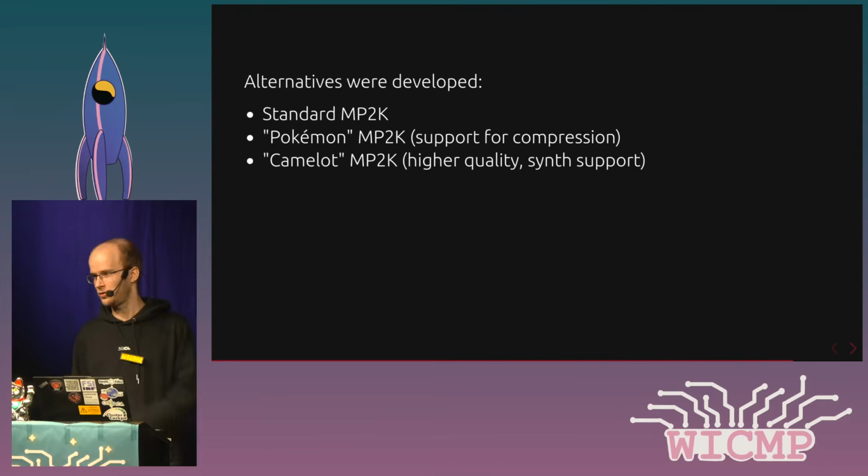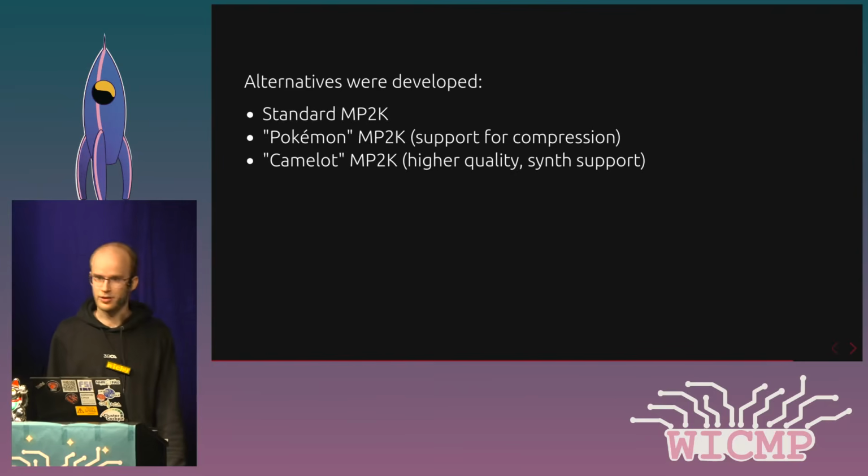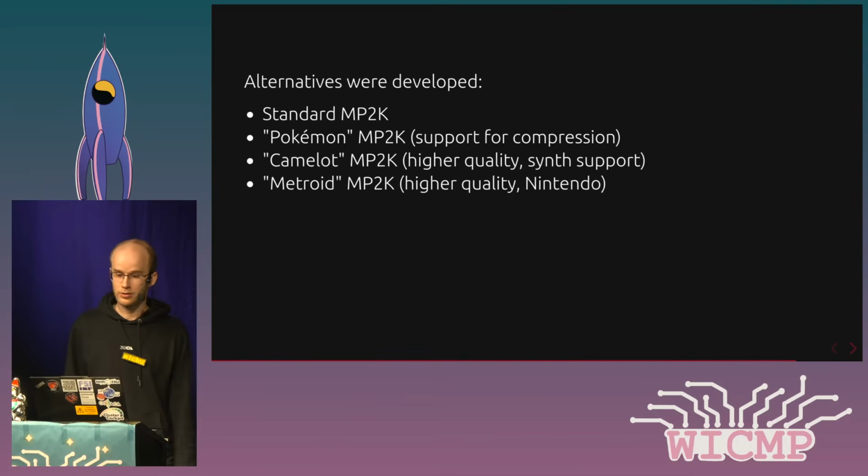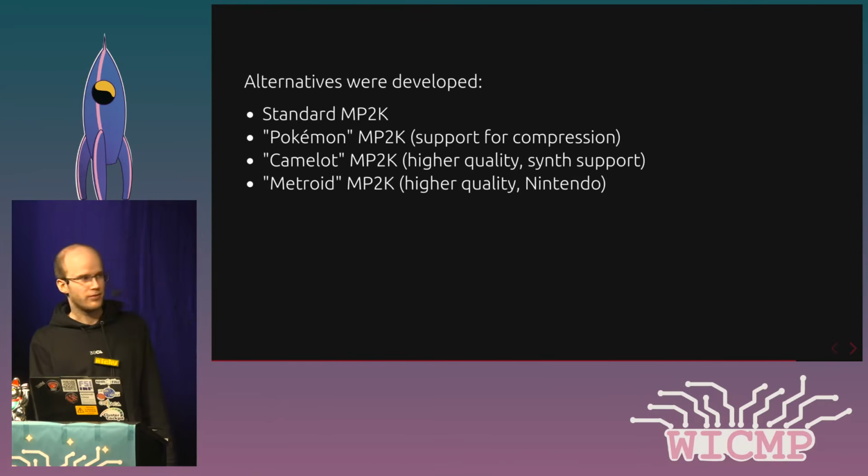And Camelot, which I also talked about last year, also did a modification of this engine with higher quality and very basic synthesizer support. The Metroid games, ironically developed by Nintendo, also got a higher quality variant, but this was in a rather late year of the GBA, so I believe that's one of the reasons why it didn't make it into the official SDK. From what I know, the engine in this variant was almost completely rewritten, but the data formats were mostly compatible.